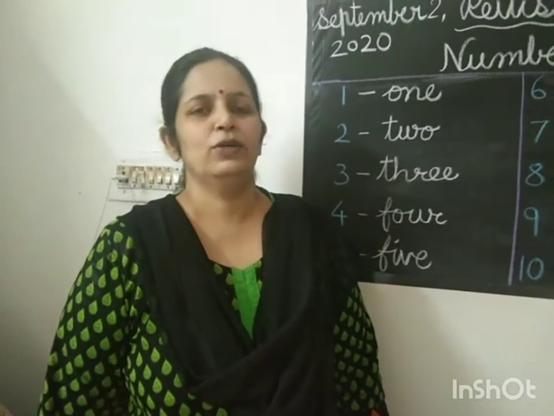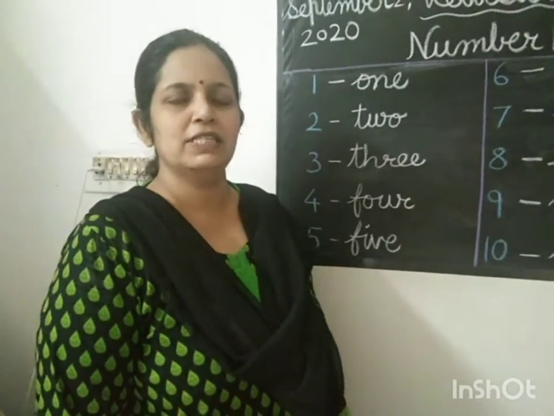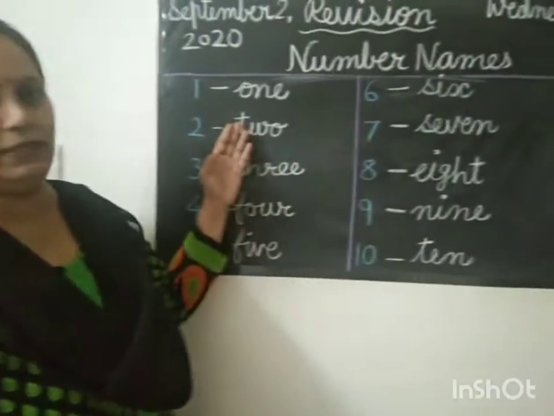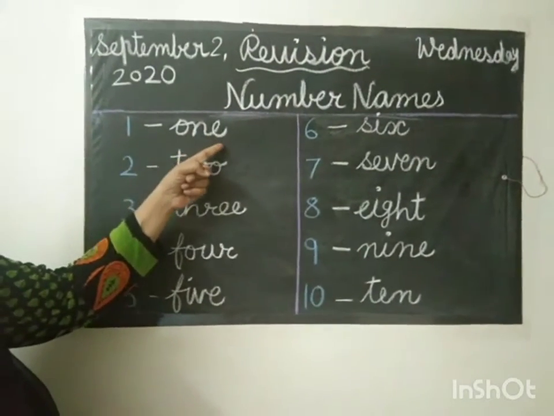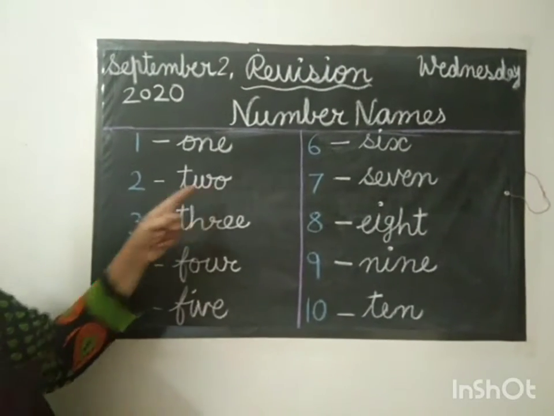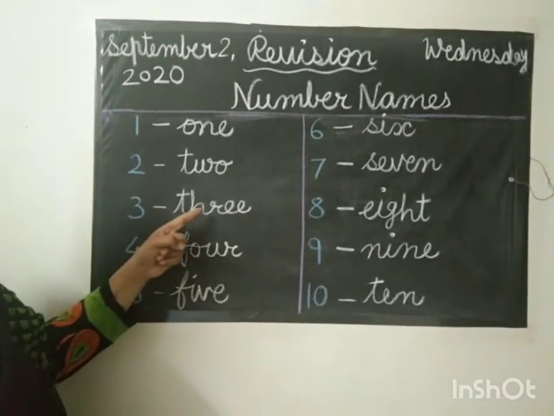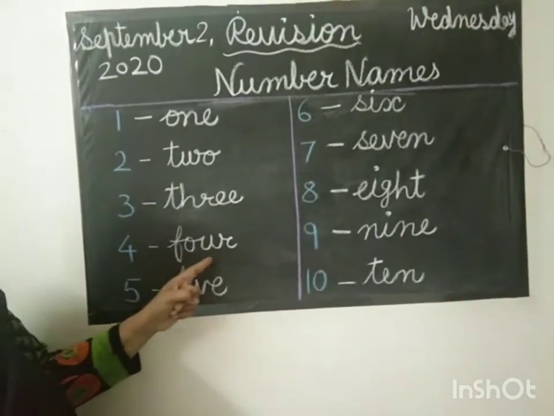Good morning children. Today we will revise in math subject. Okay. First of all we will start with the number names. Number 1, the spelling is O-N-E. 2, T-W-O, 2. 3, T-H-R-E-E, 3. Then 4, F-O-U-R.